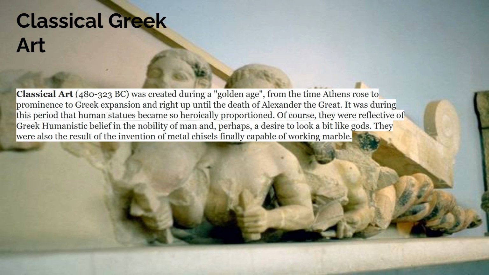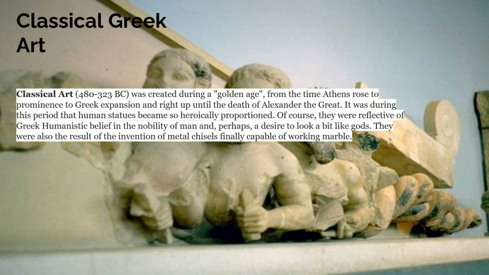The Classical Greek Art Period. The classical art period was from 480 to 323 years before Christ. It was created during a golden age from the time Athens rose to prominence to Greek expansion and right up until the death of Alexander the Great.